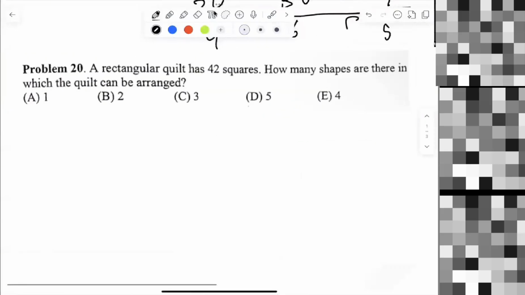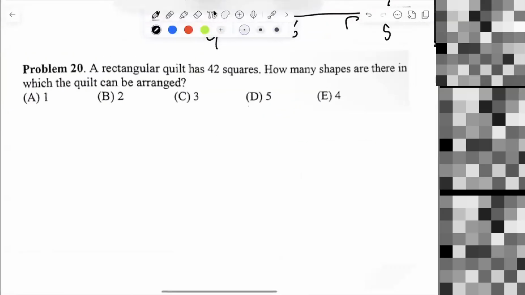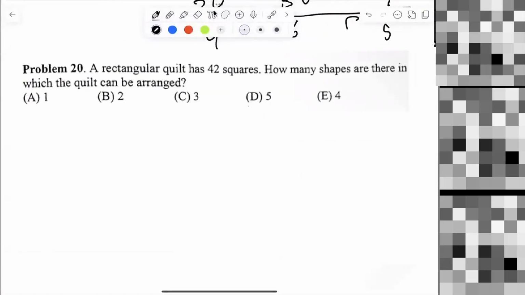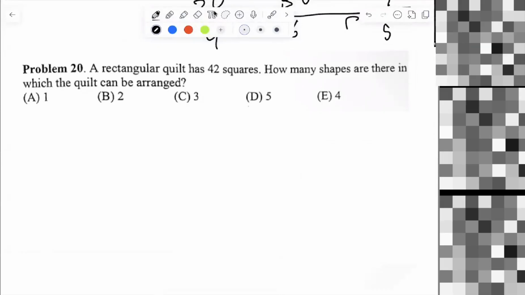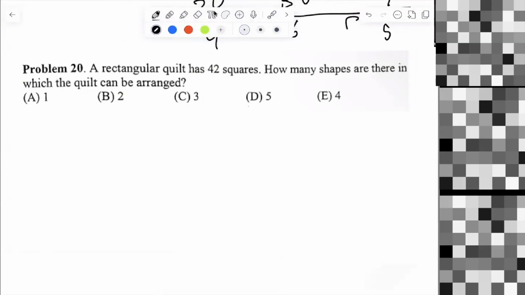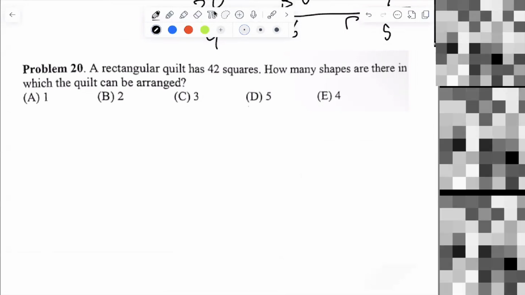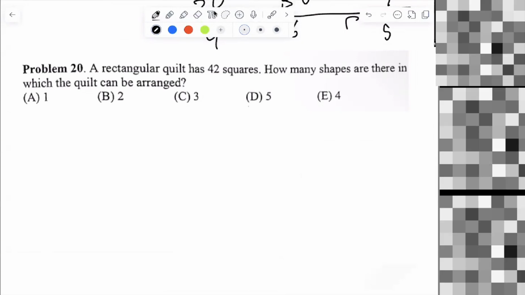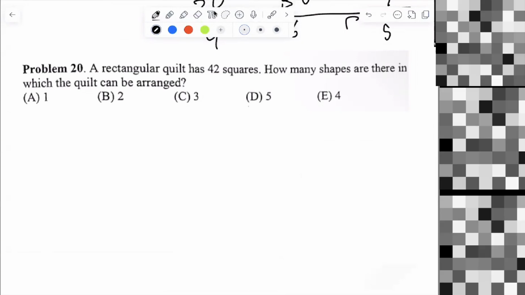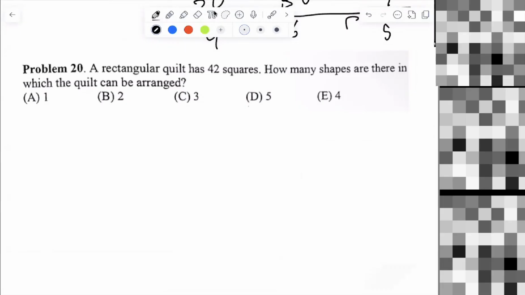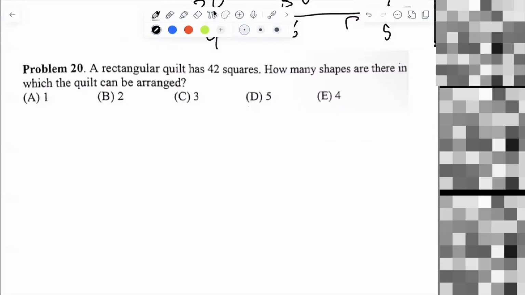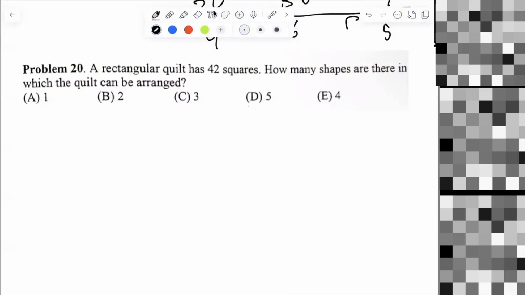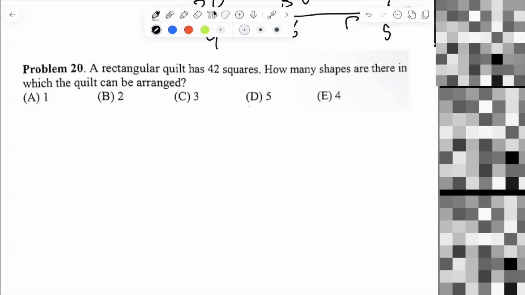Alright, now let's move on to problem 20. A rectangular quilt has 42 squares. How many shapes are there in which the quilt can be arranged? Well, how do we approach this? Notice that we do not care about composite figures or anything like that. We want to make it a rectangular quilt with integer sides, so we just look at the pairs of factors.